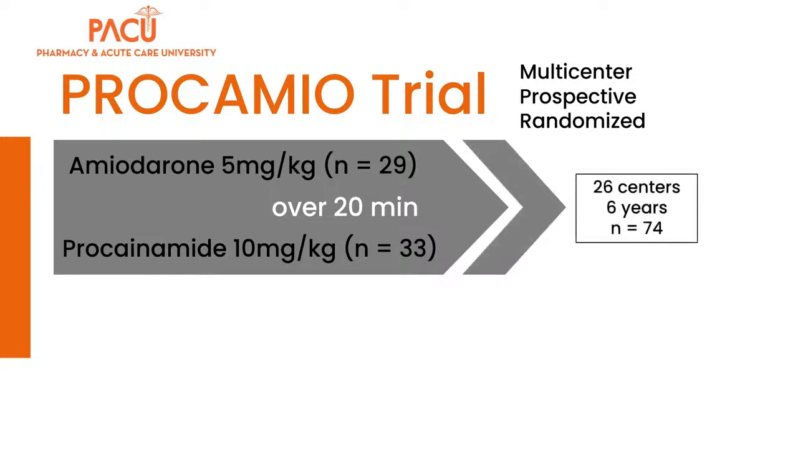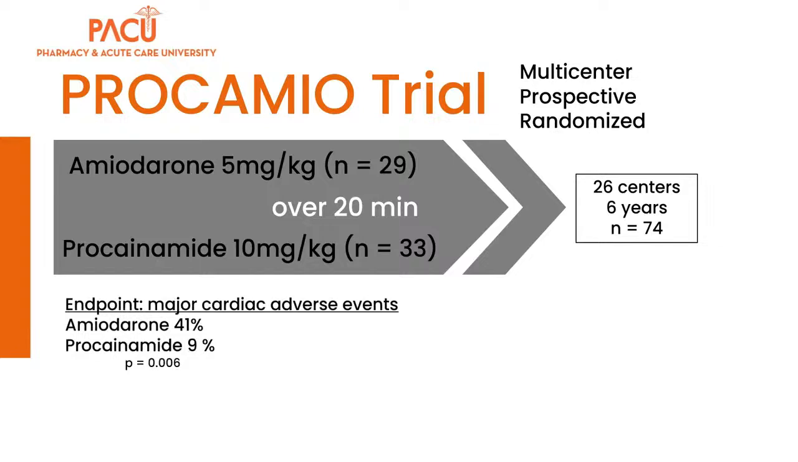This was done in 26 centers over the course of 6 years. So they really struggled with enrollment. They finally got 74 patients and decided, well, we'll publish this. So, not surprising that it's underpowered. They wanted 300 and some odd patients to be able to show power for their major endpoint.